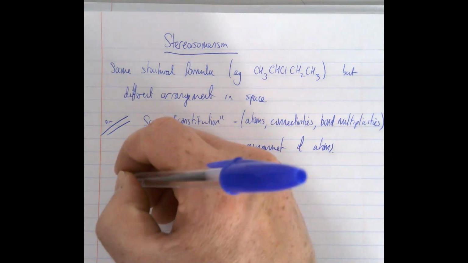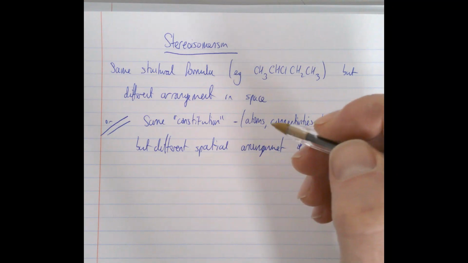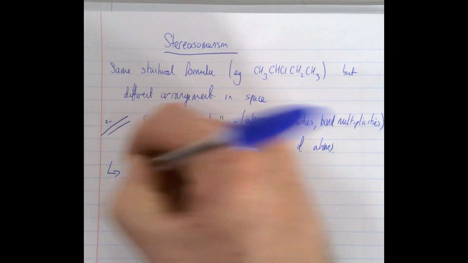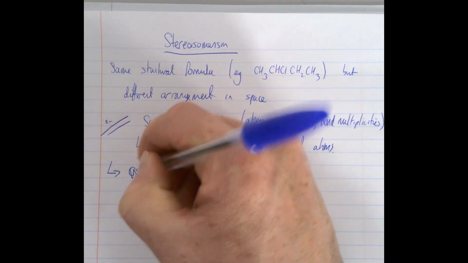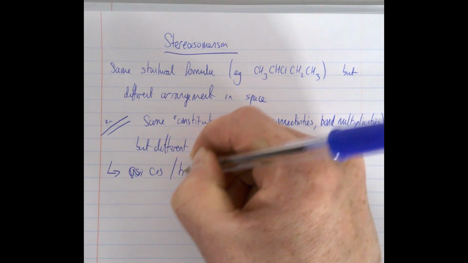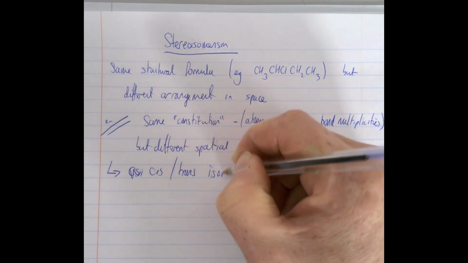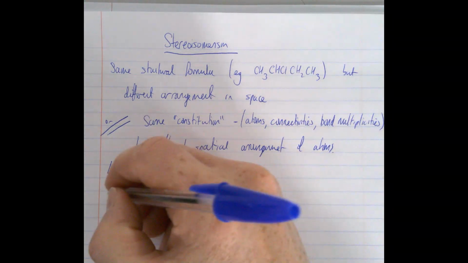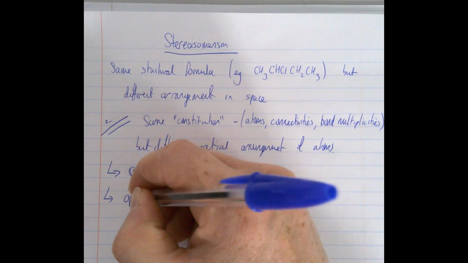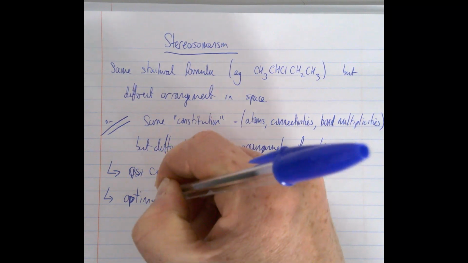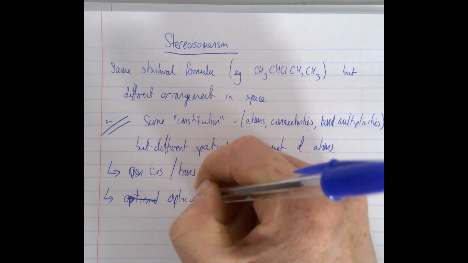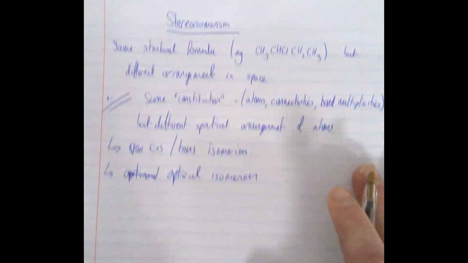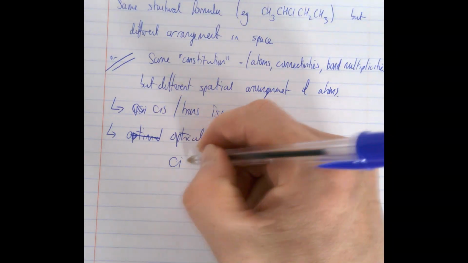Okay, so stereoisomerism can come in a couple of different forms. So the different forms are cis-trans isomerism, which I'll spend a bit of time on to start with, and also optical isomerism. So cis-trans isomerism to start with.